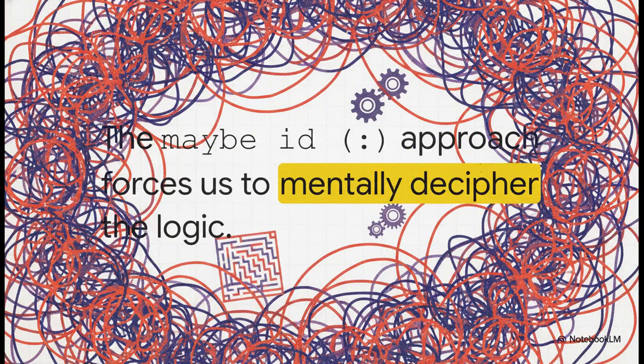To show you exactly what we mean, here is the initial code snippet Ang was wrestling with. Return, $maybeID, the cons operator, maybeMeta, body. Now, if you look at that and immediately feel a slight headache coming on, you are definitely not alone. This is exactly what Ang calls out as code that forces us to mentally decipher the logic. It's just incredibly dense. I mean, it does the job, sure, but it places a massive cognitive burden on whoever has to read it next.